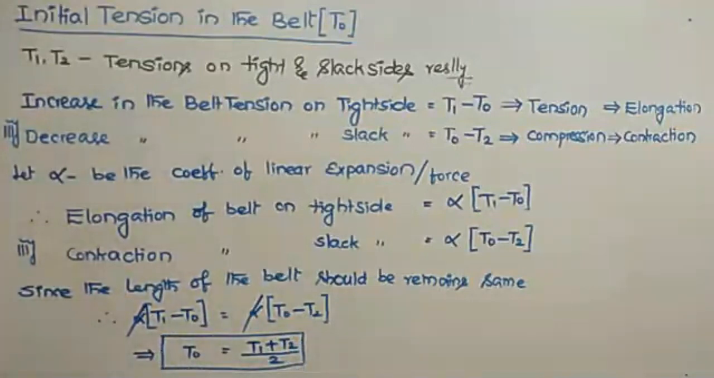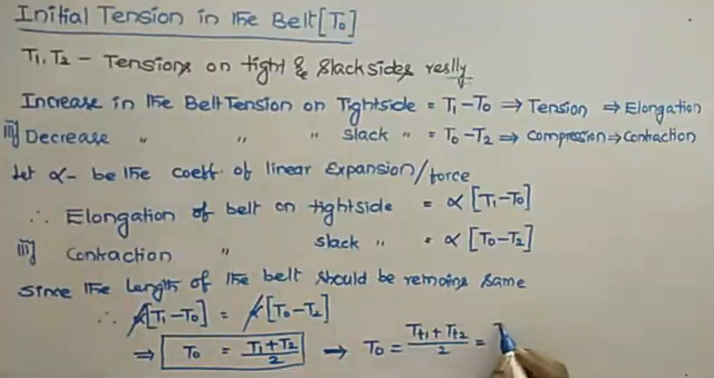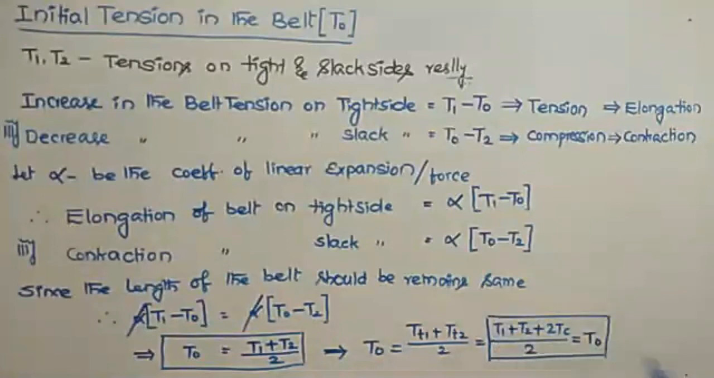But here the centrifugal tension is not taken into account, right? If TC is also taken into account, then T naught is modified as T naught is equal to (T T1 plus T T2) by 2. What is the tension on tight side, T T1? T1 plus TC. Similarly, T2 plus TC. That means T naught equals (T1 plus T2) divided by 2 plus TC. Then this will become the initial tension in the belt when the centrifugal tension is taken into account. If the centrifugal tension is not taken into account, then the mean of the tensions on tight and slack sides will be considered as the initial tension in the belt.